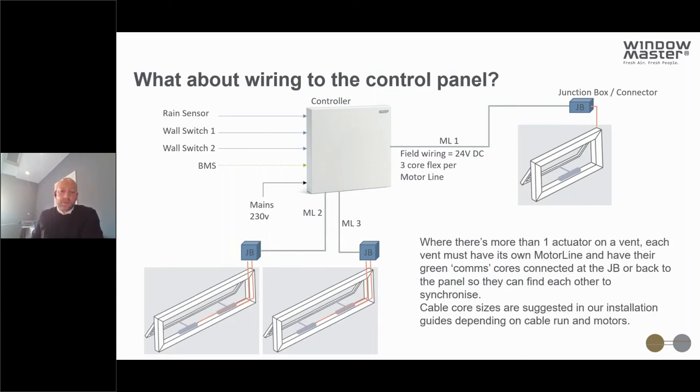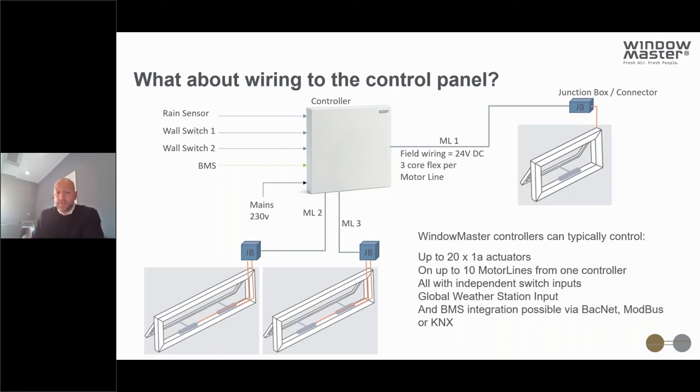Where you've got windows with more than one actuator on the vent, as we mentioned earlier, it's important that they are synchronized, and therefore they have to have their own motor line. So each window with multiple actuators would have its own motor line, and by connecting the green comms core within the actuators, that allows the actuators to find each other and make sure that they operate synchronously.